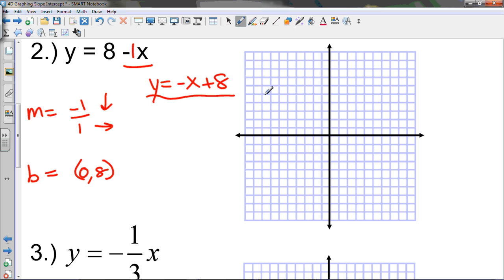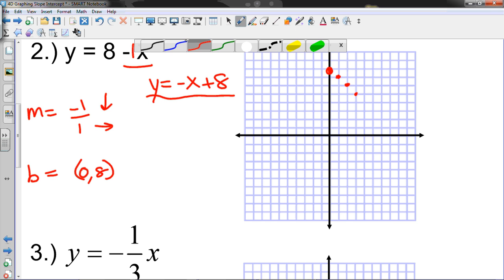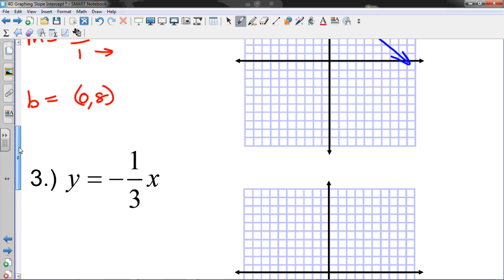Let's start with 0, comma 8. And then from here, we go down 1 because it's negative, and over 1. So down 1 over 1, down 1 over 1, and so forth. Now that we have established several points, we can start to see the line. There we go. All right, let's take a look at this example.